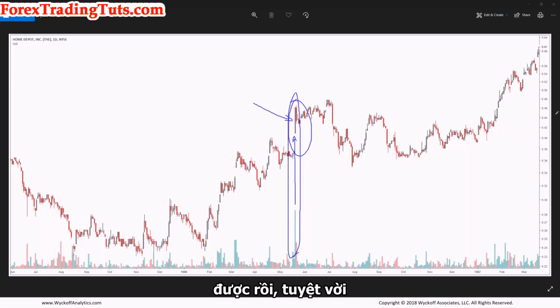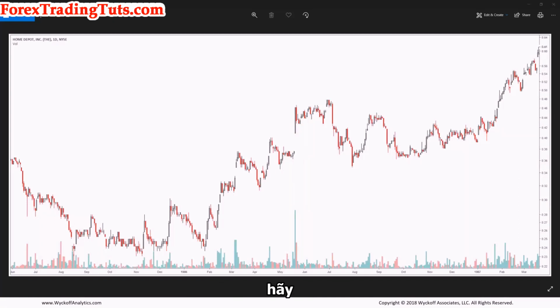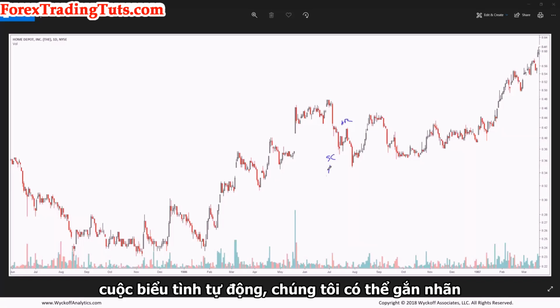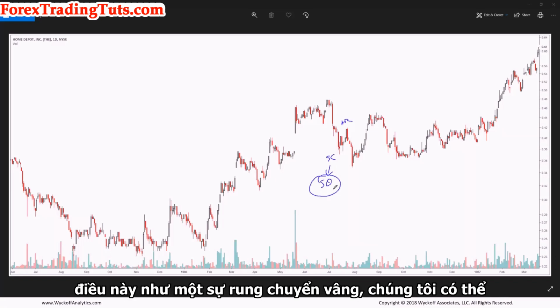All right, great. Let's look at some questions really quick. What is the difference between labeling a secondary test after the selling climax or labeling a shakeout, reaccumulation versus shakeout schematic? Okay, yeah, so this was the question here. Selling climax, automatic rally. Could we possibly label this as a shakeout?